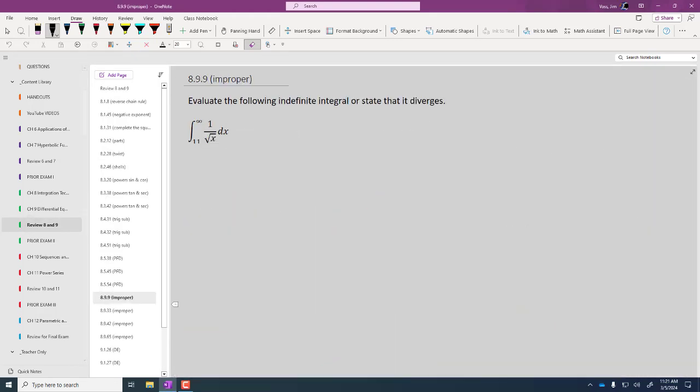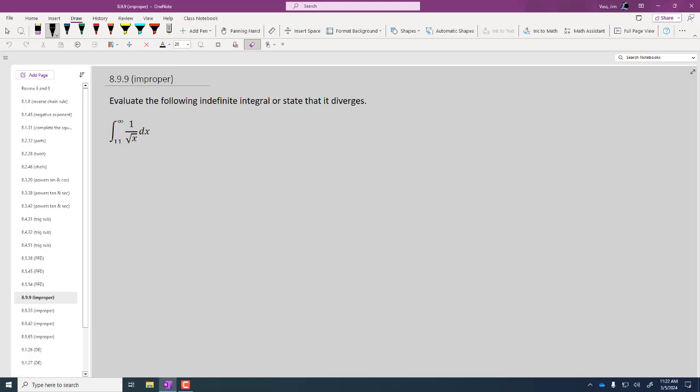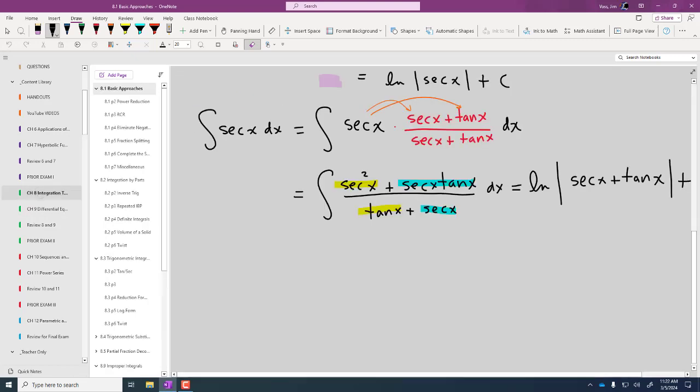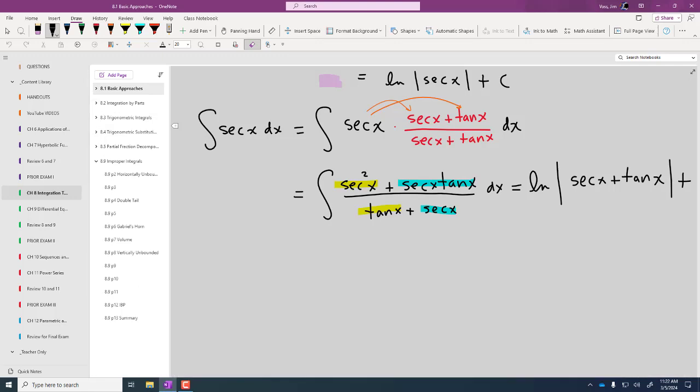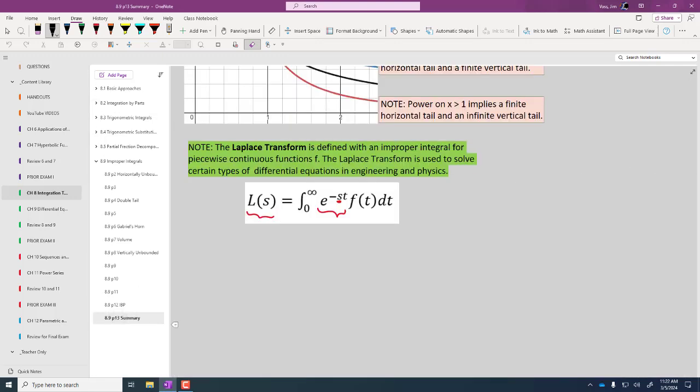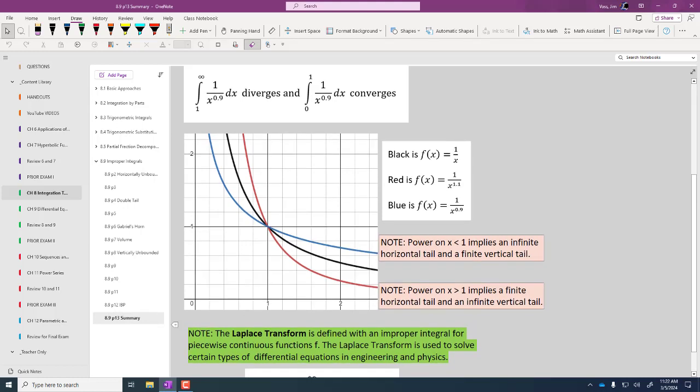So let's get to improper integration, because that's the next hardest thing. The most important slide with improper integration is this summary slide at the very end of chapter 8. This summary slide shows us the function 1/x. 1/x is the black curve. And we know that this vertical tail for 1/x is infinite, and the horizontal tail for 1/x is infinite.